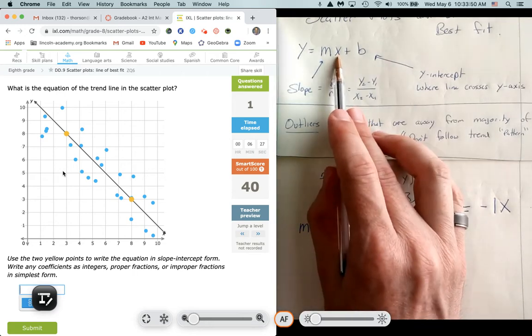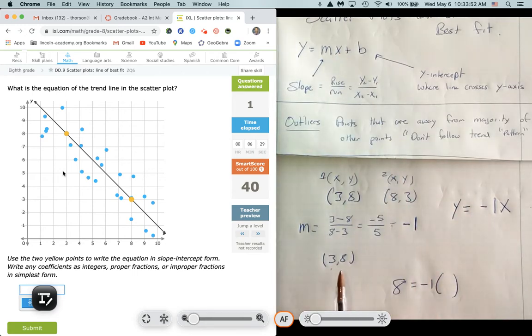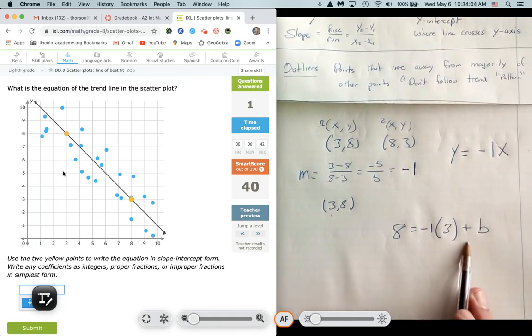This x value. But what x value went with the y value of 8? The x value of 3 did. So I'm going to put a 3 here, and then I'm adding some unknown b. I can solve this now for b.